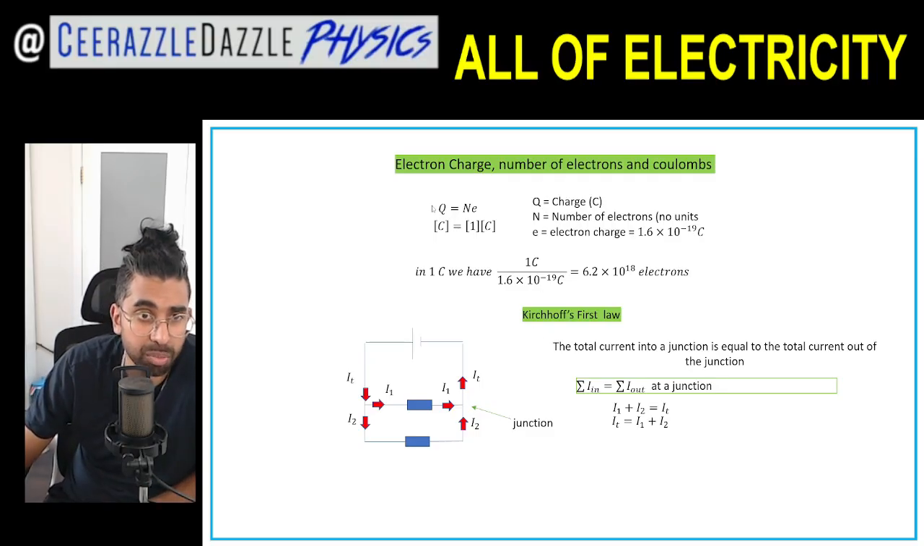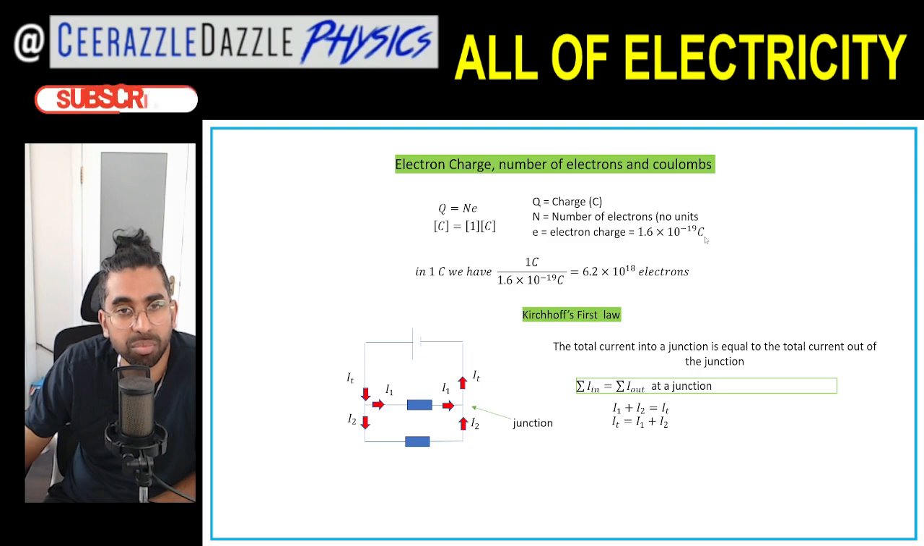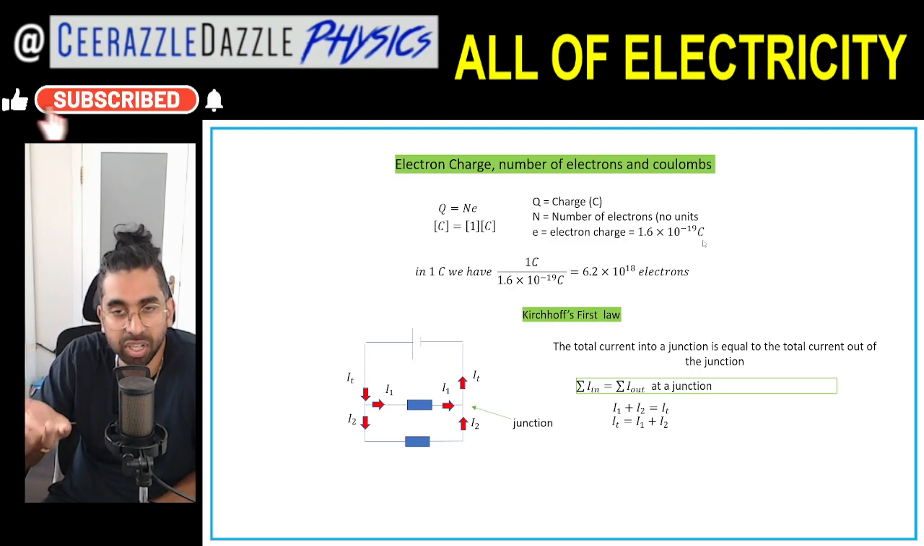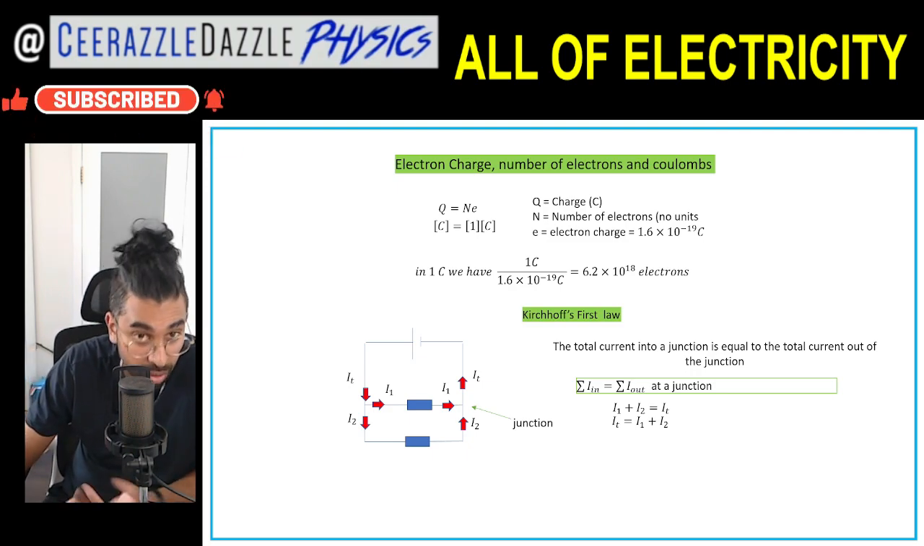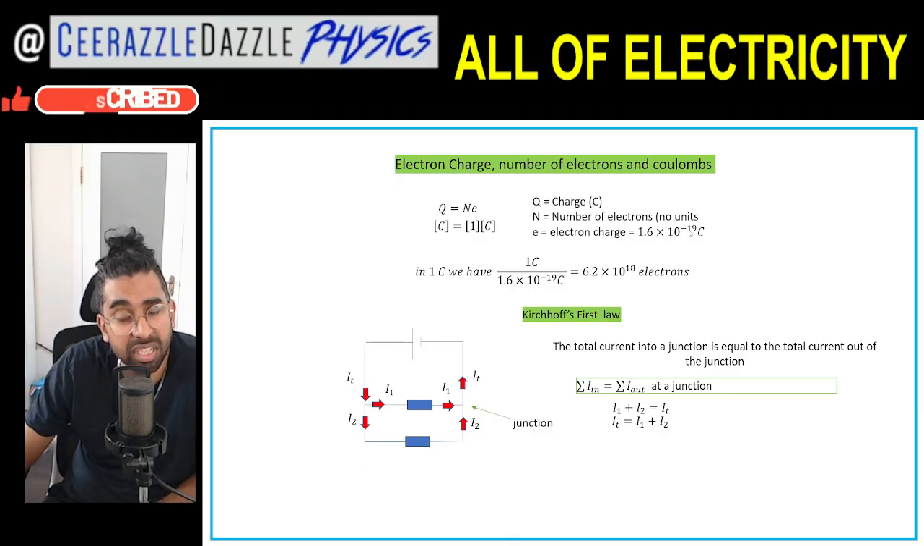Electron charge, number of electrons, and coulombs. So charge is Q. Number of electrons is N. The electron charge is 1.6 times 10 to the minus 19 coulombs. That means that if you were to be given an electron in your hand, you have gained 1.6 times 10 to the minus 19 coulombs. That's the charge of one electron.